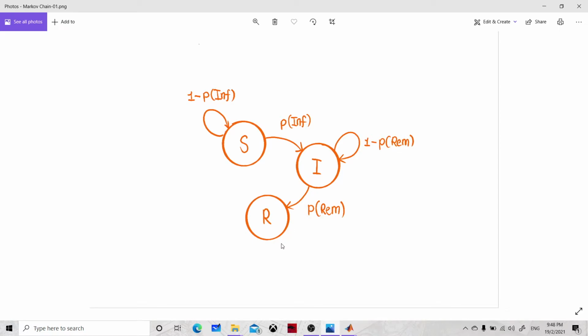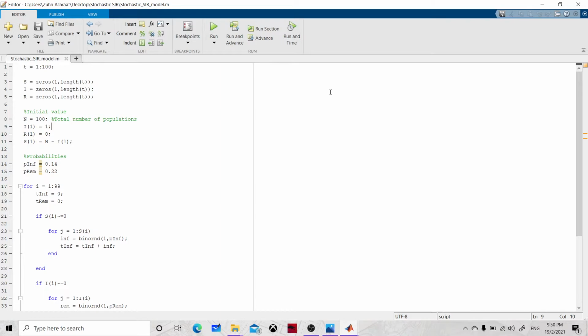Now, what about removed? As you can see, removed will stay removed, because this is one of the assumptions that we've made. Removed is either an infected person that has died, or an infected person that has recovered with 100% immunity, which means removed cannot be infected again. So that's why you don't see any other arrows pointing outwards from removed. Let's see how we are going to write the code for our stochastic SIR model.